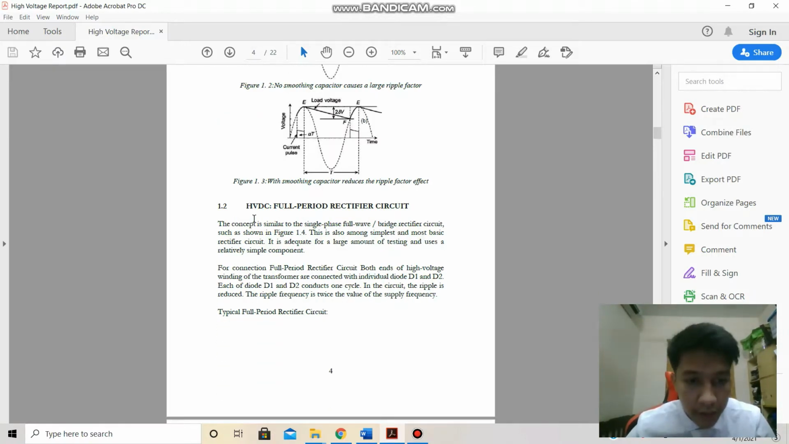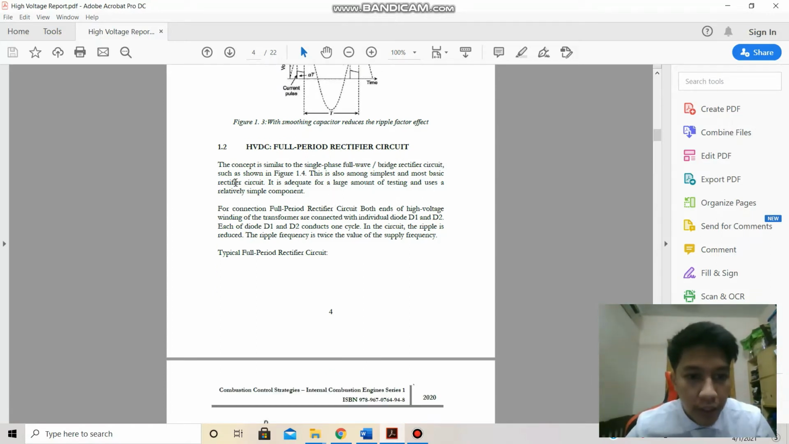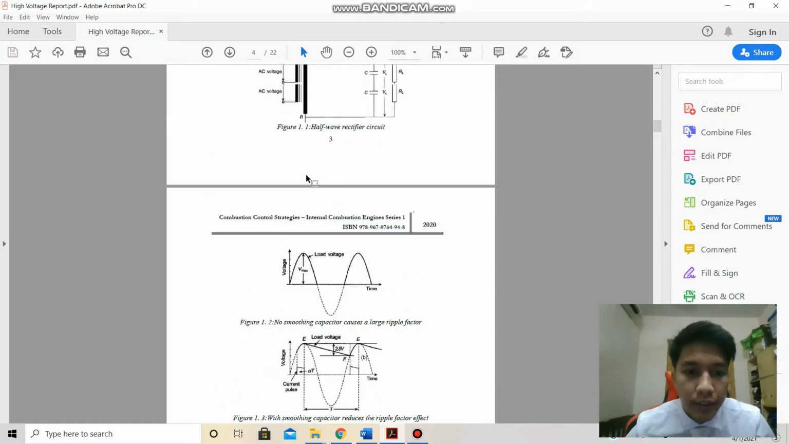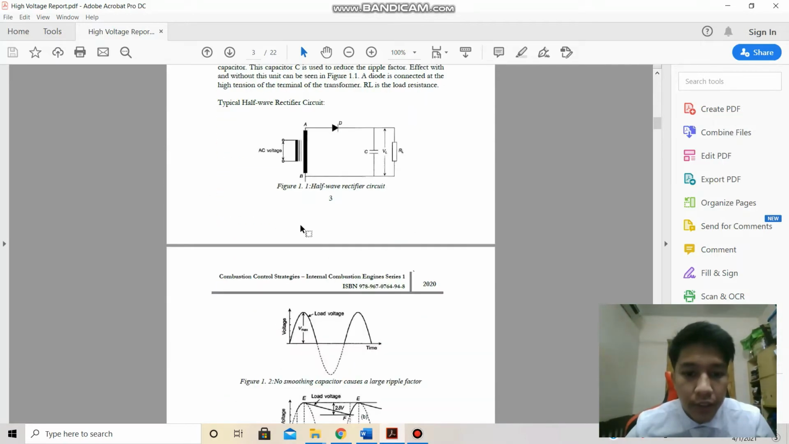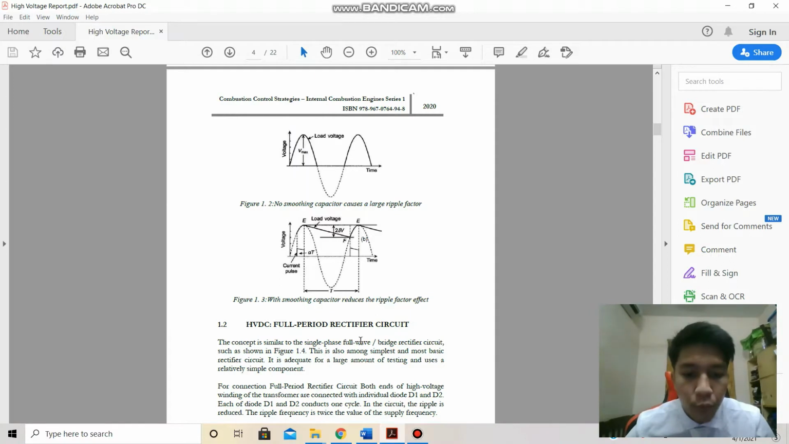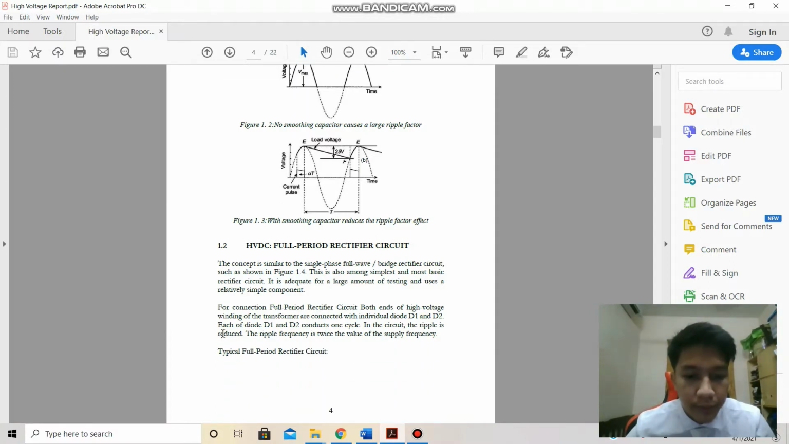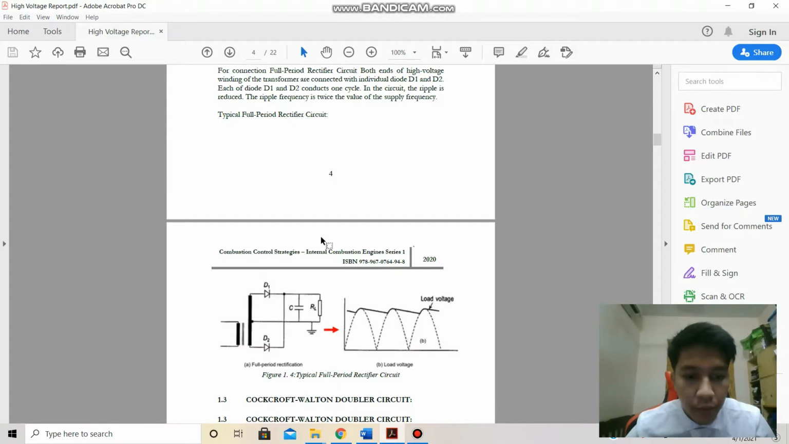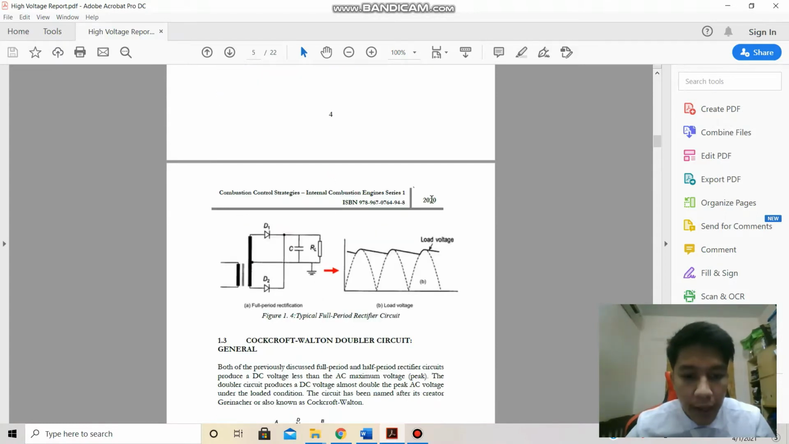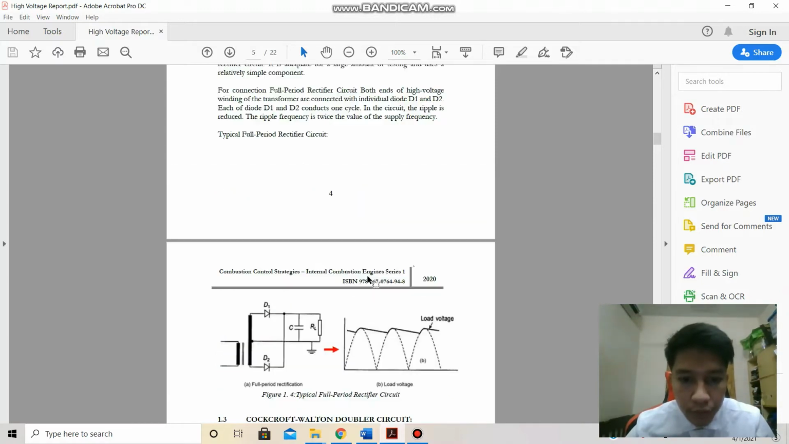Okay, next is the full period rectifier circuit. This concept is also similar, the same as the half period rectifier circuit. They have a full wave and bridge rectifier circuit, and you can see figure 1.4. This is the full period rectifier circuit. You can see the load voltage is very smooth.